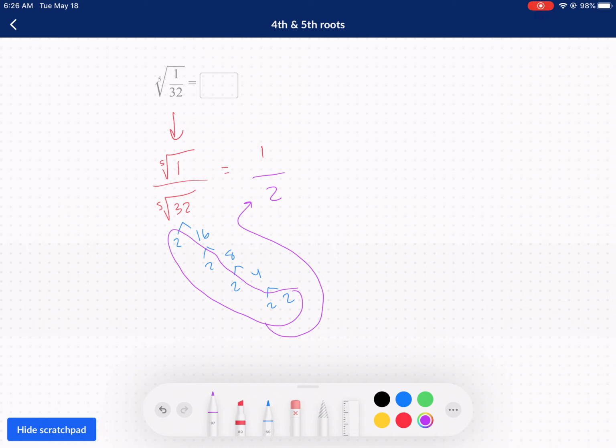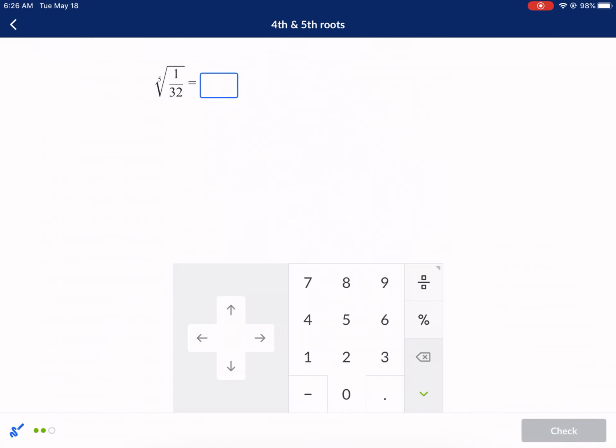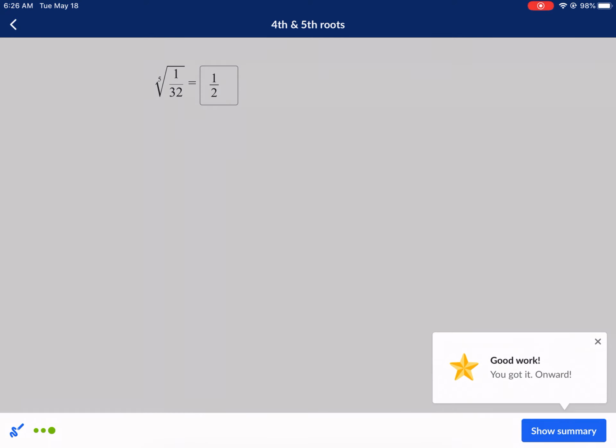Okay, so the fifth root of 1 is just 1. 1 times 1 times 1 times 1 times 1 equals 1. And then 2 times 2 times 2 times 2 times 2 equals 32. What times itself 5 times equals 32? That is 2. So the answer is 1 over 2, 1/2. And that's our answer, 1 over 2. And there's only 3 problems. How about that? Show summary.